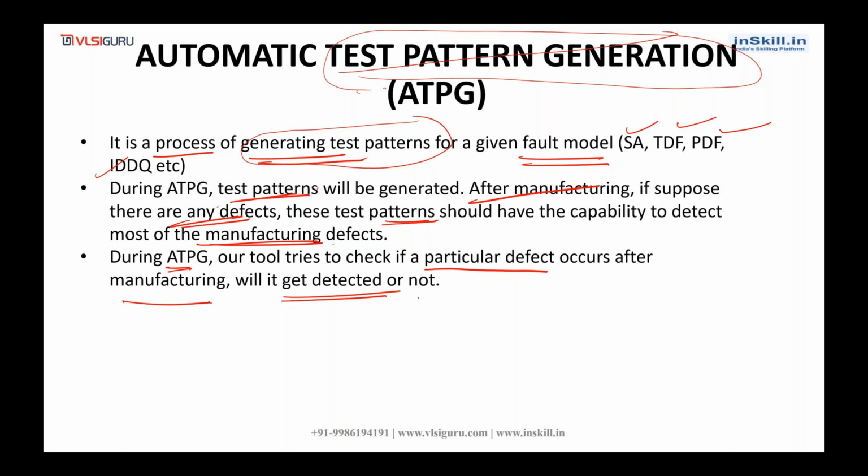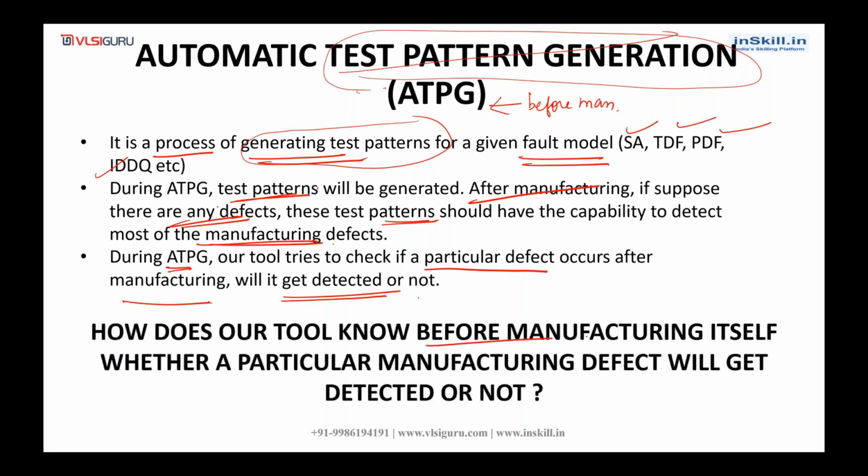Now you might get a doubt. The ATPG process, we are doing it before manufacturing only. So how does our tool know, before manufacturing itself, whether a particular manufacturing defect will get detected or not? Because at the time of ATPG, we are still in the before-manufacturing phase, generating this test pattern.